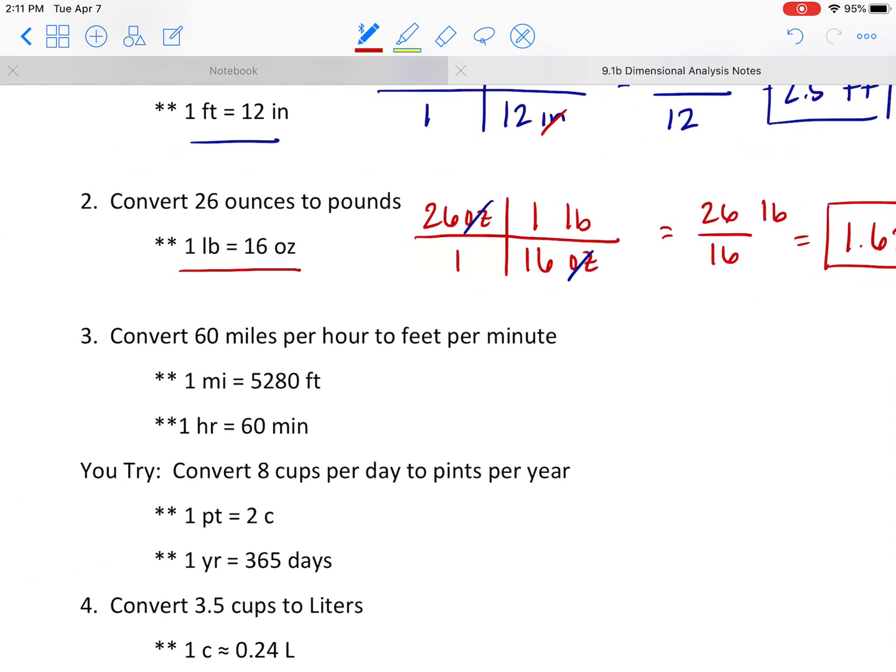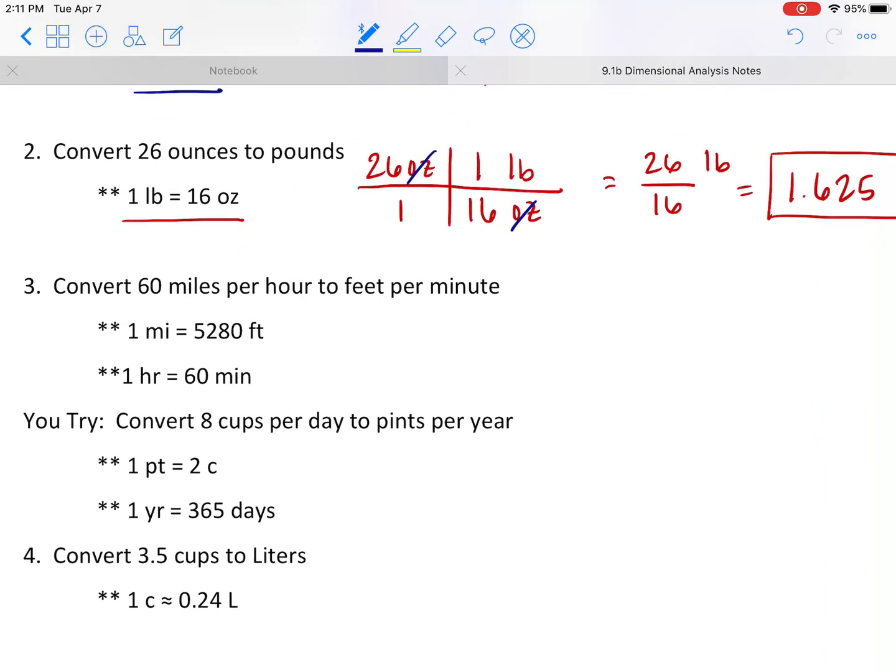1.625, this is 1.625 pounds. So 26 ounces is the same thing as 1.625 pounds.